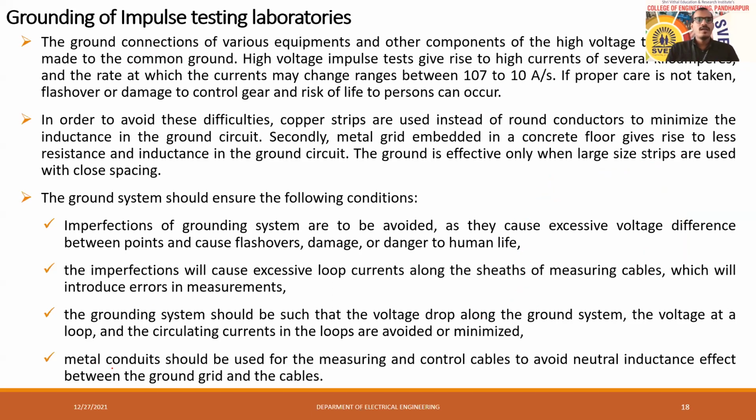That is more important. Then the fourth condition, the metal conduits. I think the second point we have missed: imperfection will cause excessive loop currents along the sheath of measuring cables, which will introduce errors in measurement. Now I'll show you one example.